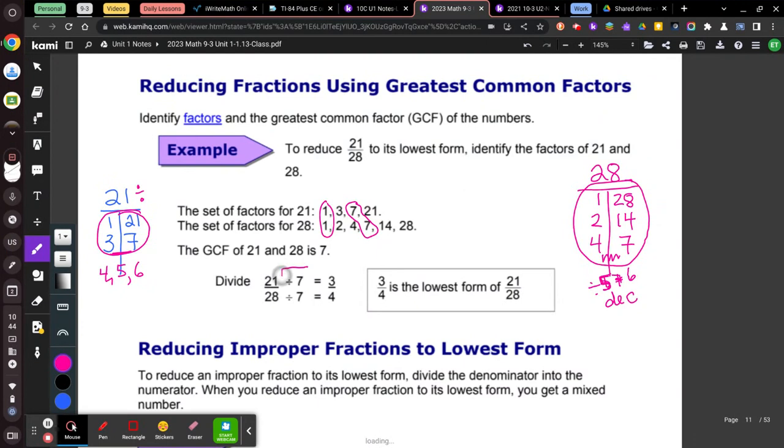So what did they do? They divided both by 7, and then they got their answer quicker. So when you do a factor chart and you divide by the largest number, that will give you less work to do.